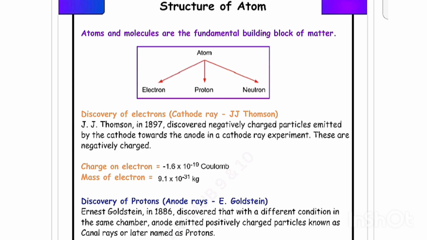And you study the charge of an atom, the mass of an electron, and how this actually came up. The concept of electrons came through the cathode ray experiment, where he passed charged particles from the cathode towards the anode. He found negatively charged particles, which he determined to be electrons. Charge we have seen, mass we have seen. Next, what is the discovery of protons?